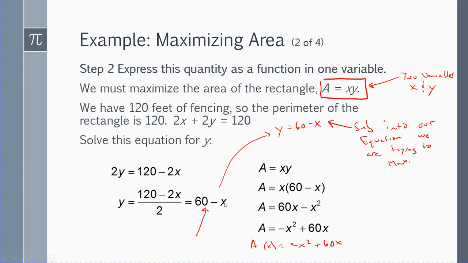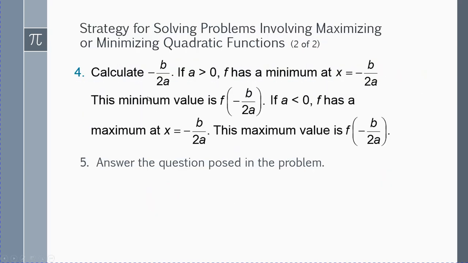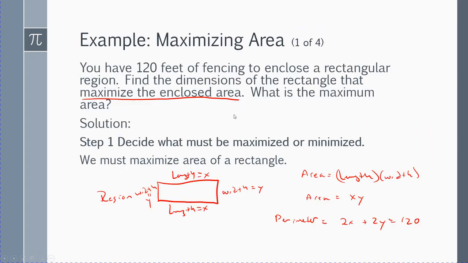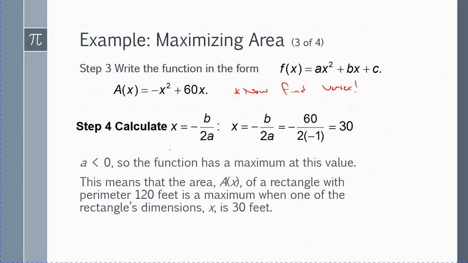So going back here, we've written it in function form. Now we have to find this max or min. So find the vertex. The x coordinate of the vertex is negative b over 2a. My b here is 60 and my a here is equal to negative 1. So x is equal to negative 60 over 2 times negative 1, which ends up being 30. Since a is less than 0, the function has a maximum value.